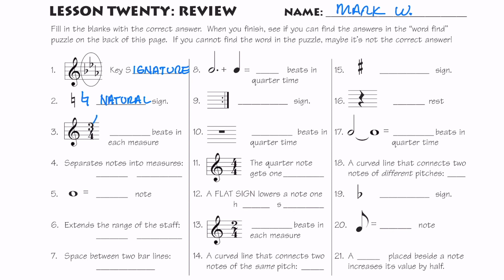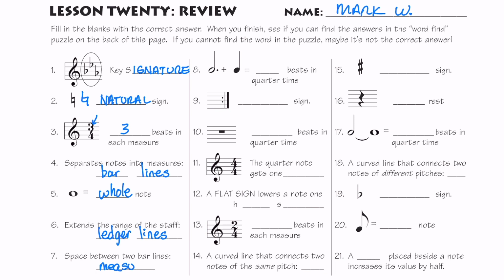This time signature has how many beats in a measure? 3. You can spell it out, T-H-R-E-E. What separates notes into measures? See if you remember that. Bar lines separate notes into measures. What kind of note is that? That's easy. Whole note. What extends the range of a staff? Remember this, how to spell it? Ledger lines.